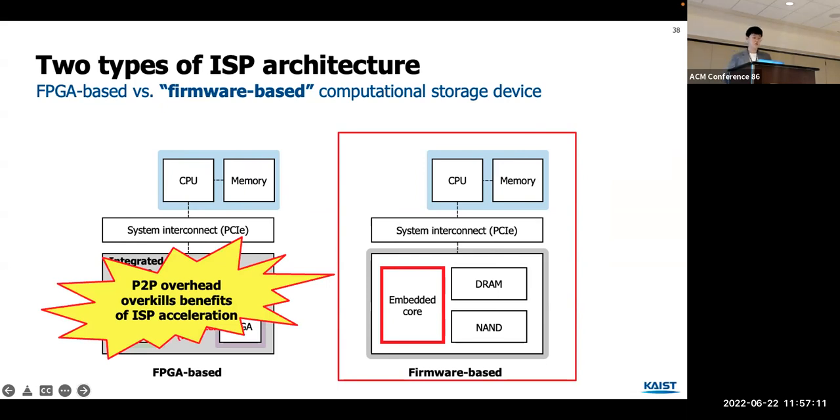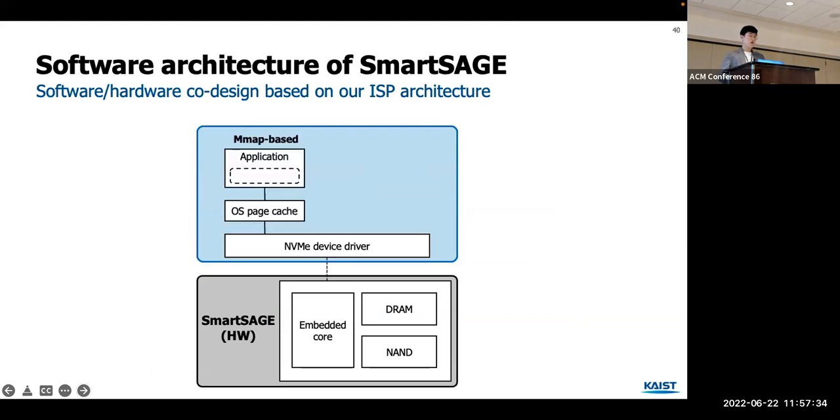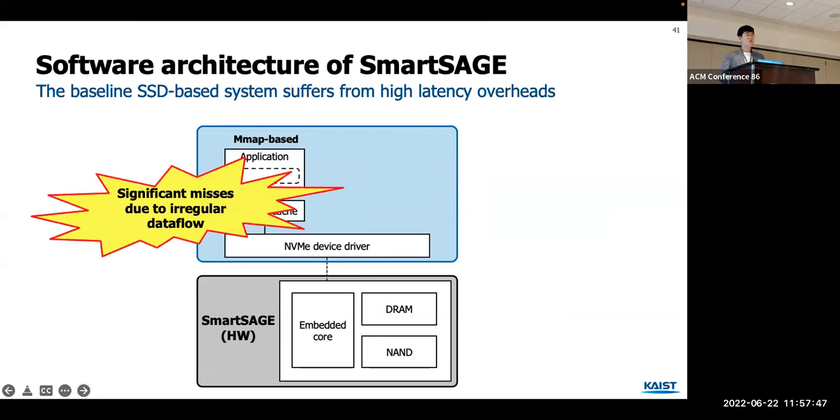For our evaluation, we also implemented in-storage neighbor sampling on the FPGA-based approach, but due to the timing constraints, please refer to our paper for the detailed explanation. In addition to our ISP hardware system, we also implemented software system based on the hardware. As discussed in the characterization, we found out that there are still performance improvement opportunities in the baseline MMAP-based system. The baseline experiences slowdown due to the locality-limited nature of neighbor sampling. Given this point, we designed our software runtime and host driver stack.